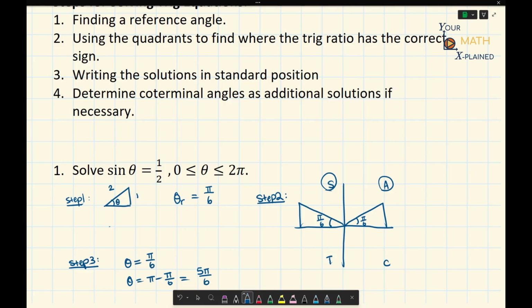And since our domain for this question is 0 to 2 pi, which is 1 full rotation, we don't have any other additional solutions within this domain. So there's no need for us to find other coterminal angles.